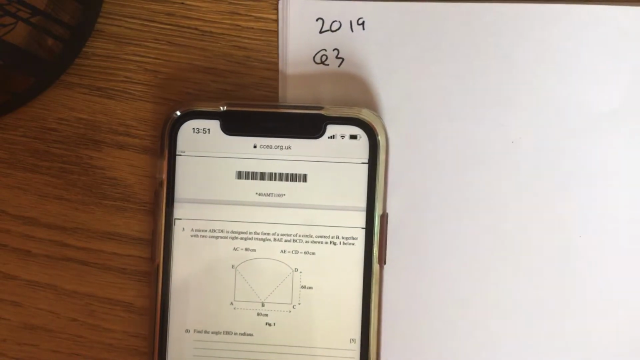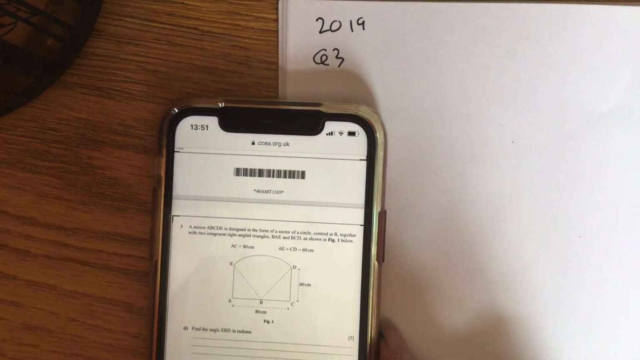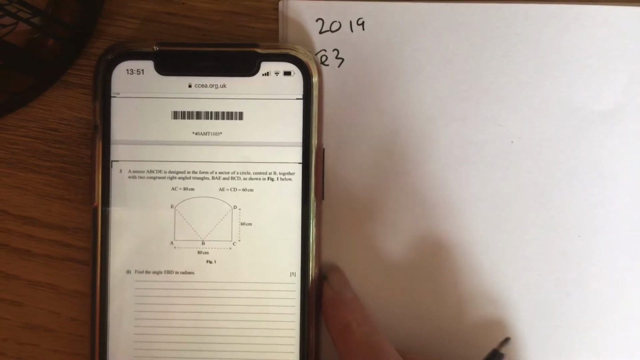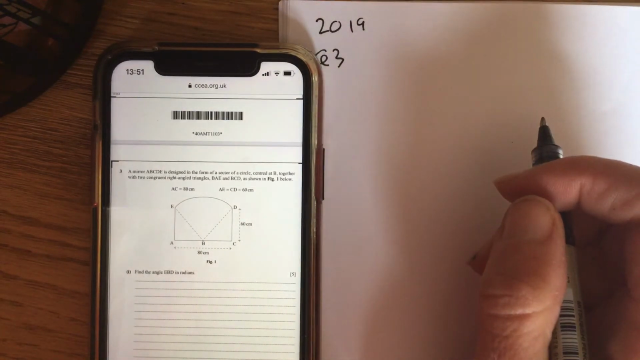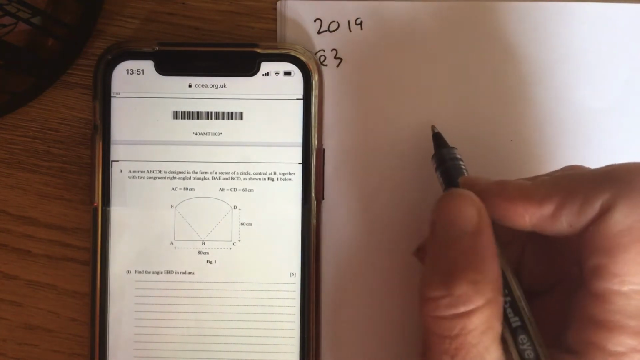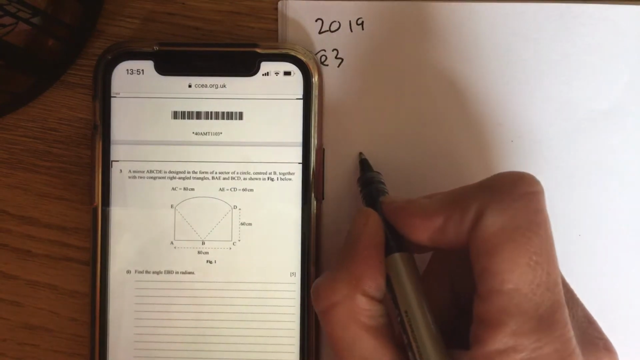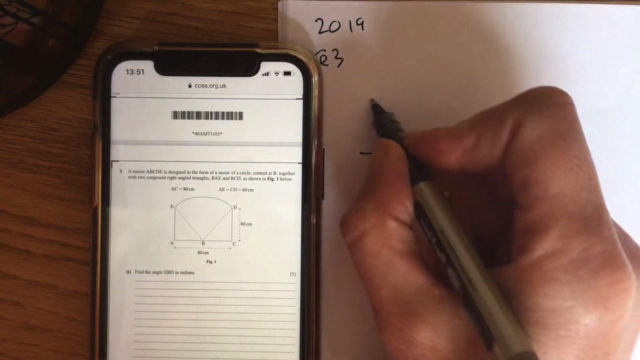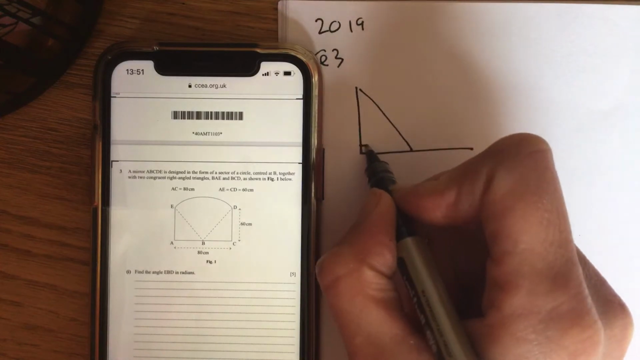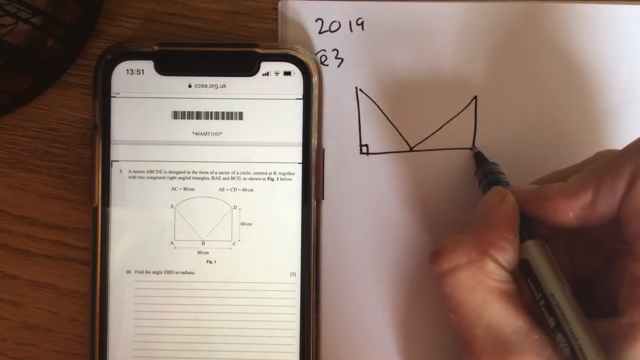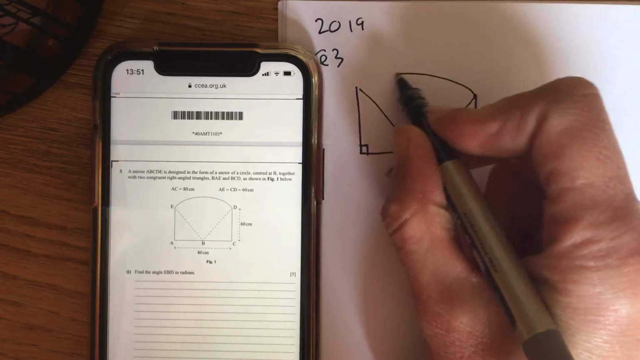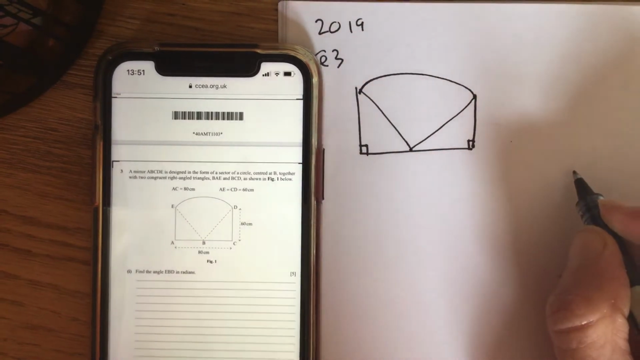I'm going to look at 2019 question 3. It says, a mirror ABCDE is designed in the form of the sector of a circle. Well, first of all, I like to draw it out myself to see what's going on. So you've got down here one triangle, an identical triangle here, and you've got your sector of a circle.